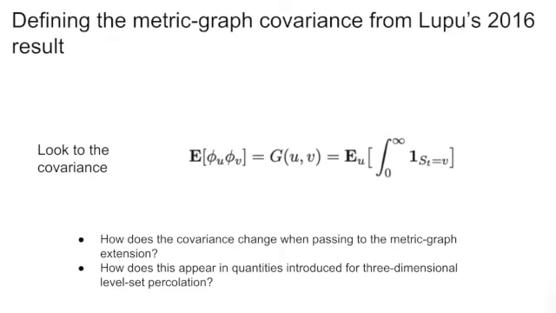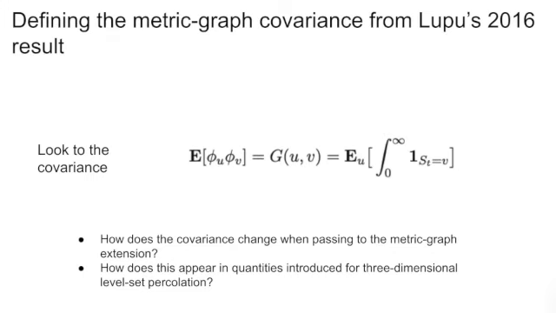And this is very much related to the two questions that we have here, in which we want to think about how the covariance changes when we pass to the metric graph extension, and how this appears in quantities that are introduced for three-dimensional level set percolation. So we're also going to define level set percolation and some related quantities, such as the exploration martingale and other things that Professor Ding and Dr. Wirth use in their paper.